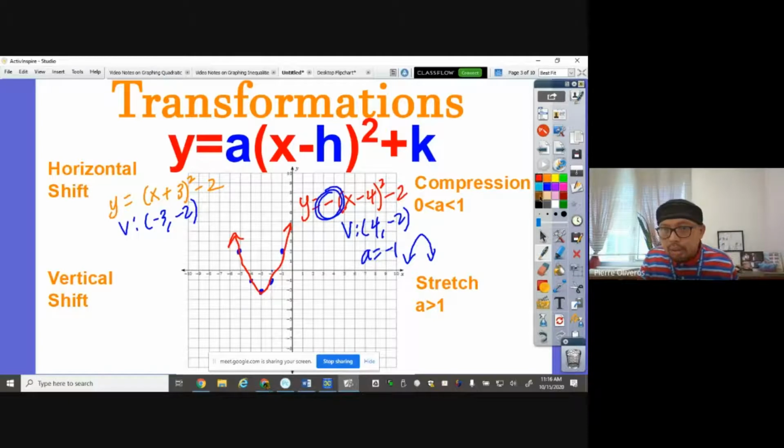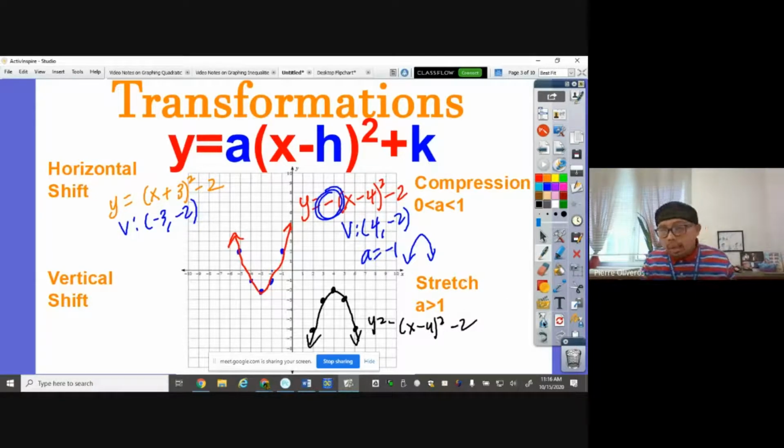I'm gonna use a red one. Let's use a black one. Right 4, down 2. And then this time, since it opens downward, we're still gonna apply the 1, 3, 5, but we're gonna go down 1, over, down 3, over, and reflection, reflection on the other side, and connect them. Kaboom. And that's the graph of y = −(x − 4)² − 2.